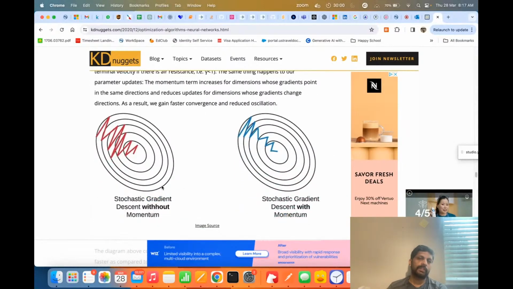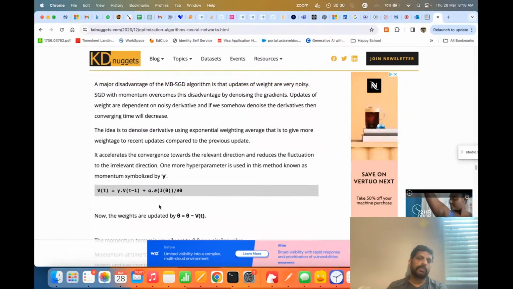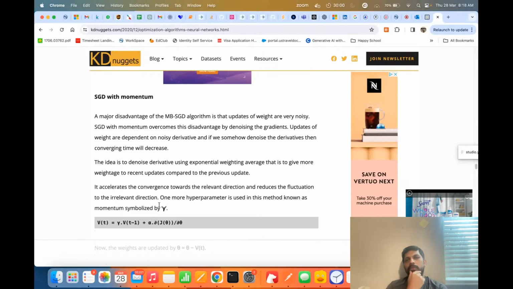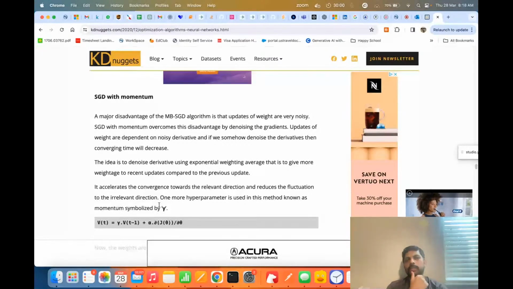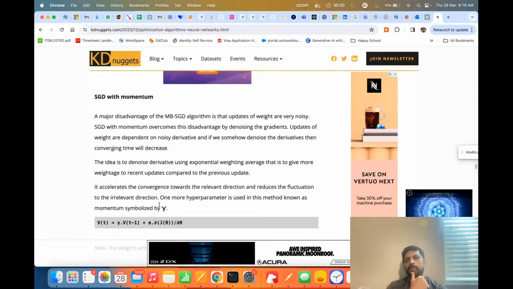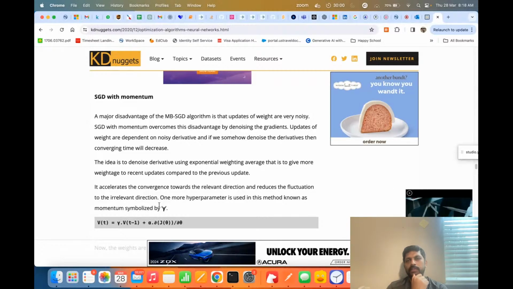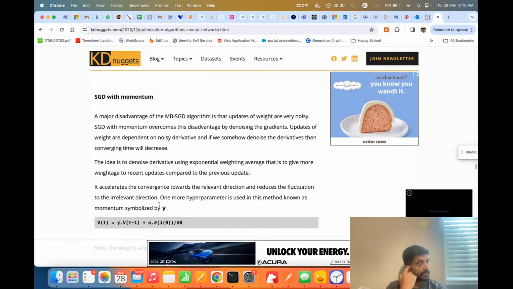Okay, this is now a new one: SGD with momentum. A major disadvantage of MBSGD is that the updates of the weights are very noisy. SGD with momentum overcomes this disadvantage by denoising the gradients. Updates of weights depend on the noisy derivative, and if we somehow denoise the derivatives, the converging time will decrease. The idea is to denoise the derivative using an exponential weighted average, that is, to give more weightage to recent updates compared to previous updates, to accelerate the convergence.